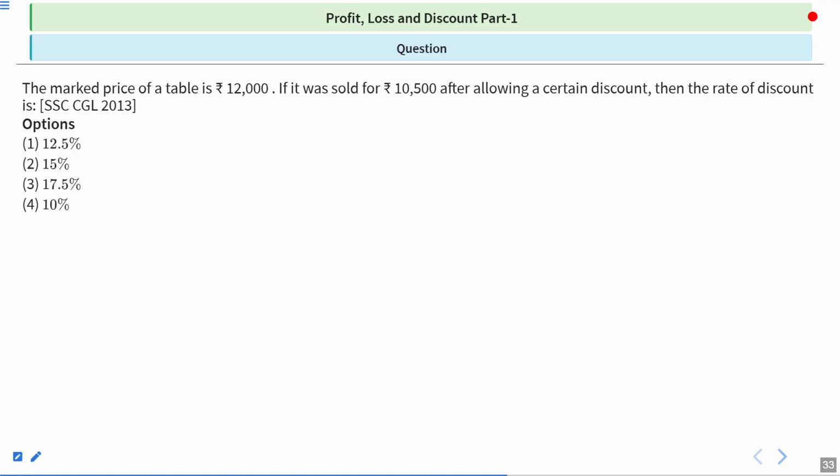The marked price of a table is 12,000 rupees. If it was sold for 10,500 rupees after allowing a certain discount, then the rate of discount is, and this question was asked in the SSC CGL 2013 exam. Now there are four options of this question. First one is 12.5%, second is 15%, third is 17.5%, and fourth one is 10%. Now you have 10 seconds to solve this question. Your time starts now.